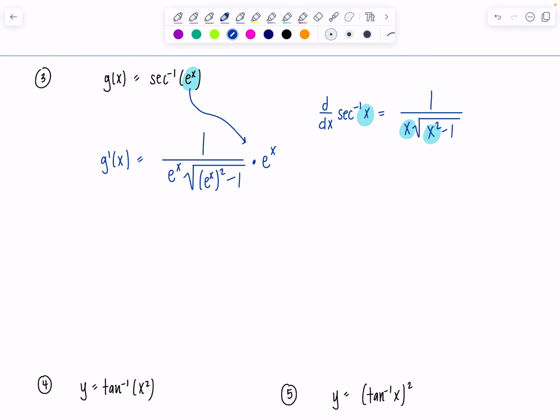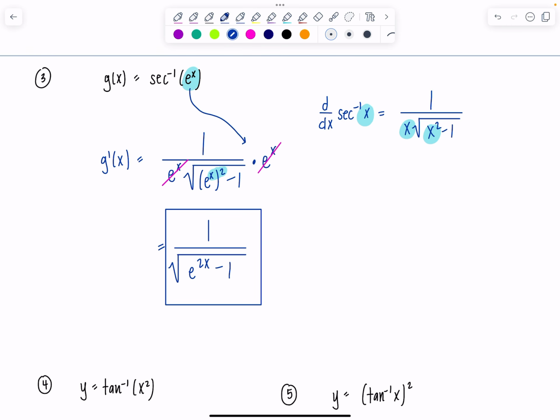So take a second. How are we doing? Okay, good. Now look at this. One nice thing is that this e to the x in the numerator cancels with the e to the x that's in the denominator. And then I'm just left with 1 over square root of e to the x squared, that simplifies to e to the 2x, very good, minus 1. And that's it. Okay? Good. Very good.